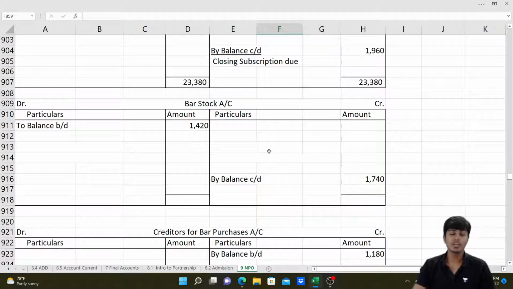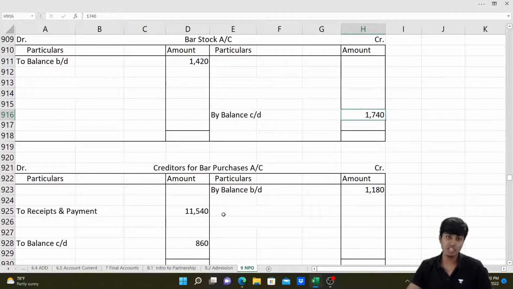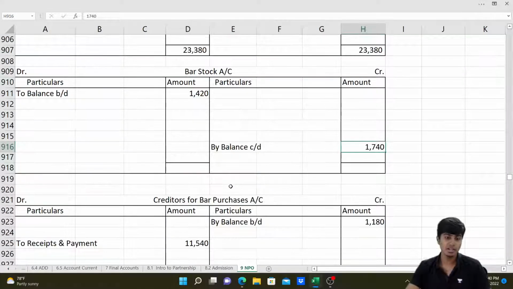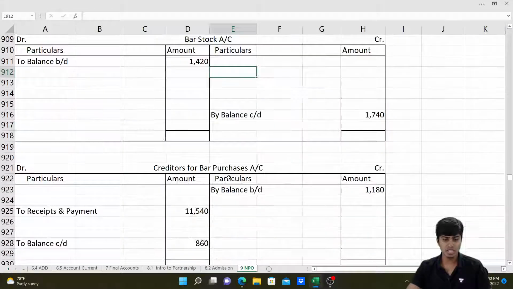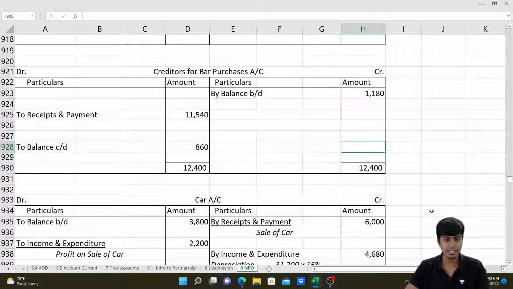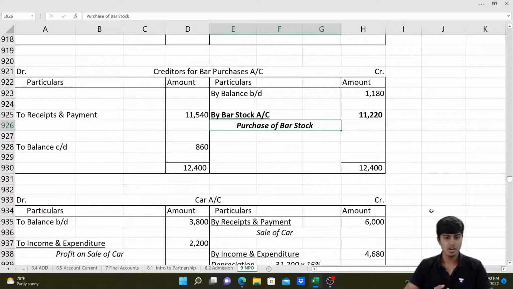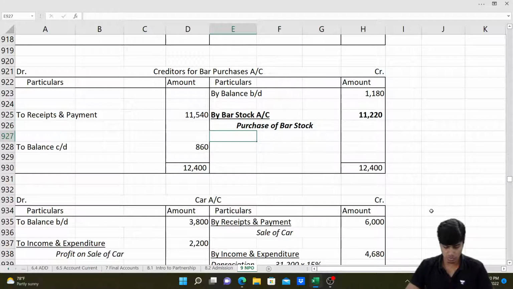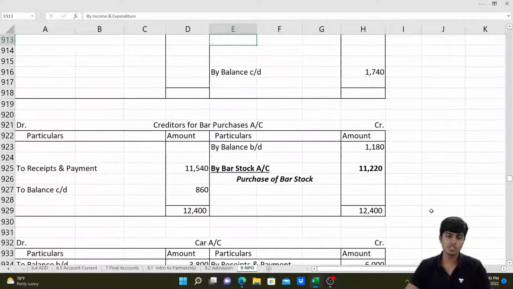Bar stock account. We cannot close bar stock account, opening and closing only we have. If we close creditors for bar purchase account, we'll identify purchase here, put that purchase here and then find consumption. So I will not close my bar stock. I would skip this to go ahead and then close my creditors for bar purchase. So here credit side total, debit side total is 12,400. I'll write it on the credit and then find balancing figure as my bar stock purchases. How much is purchase of bar stock? 11,220.